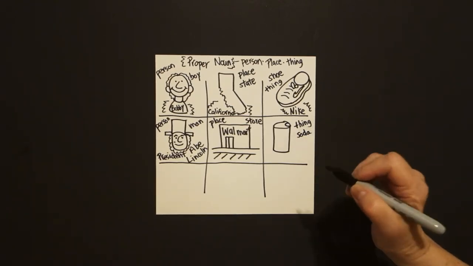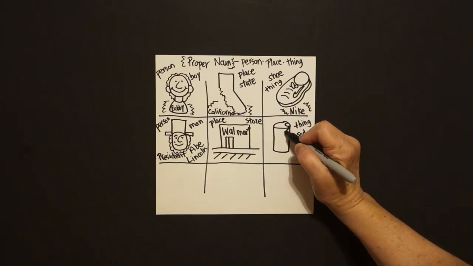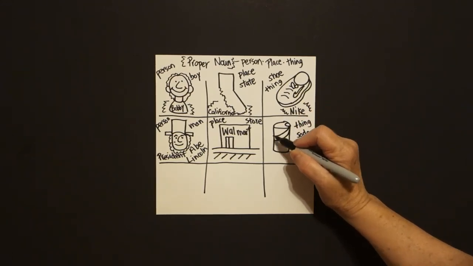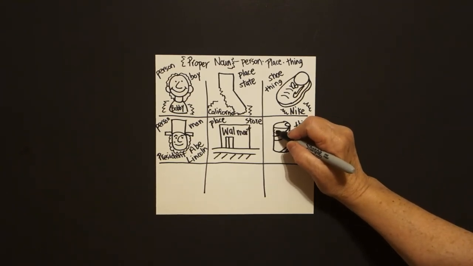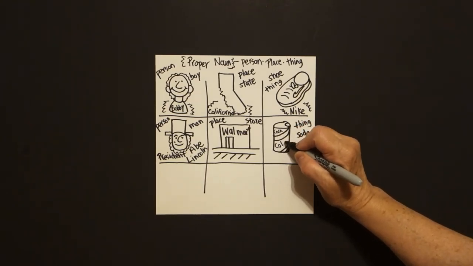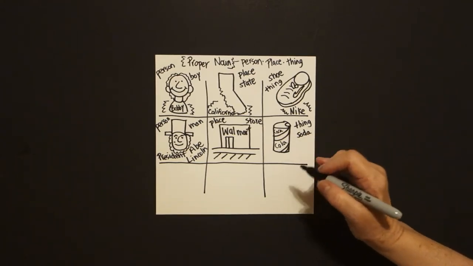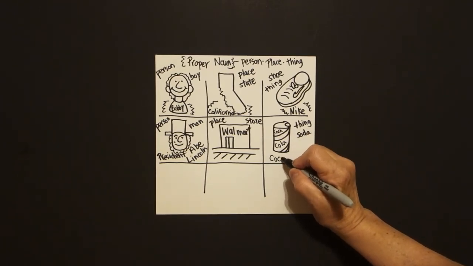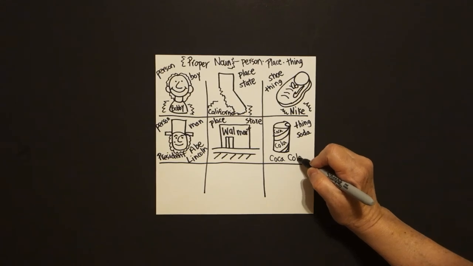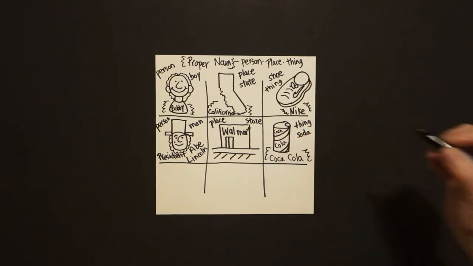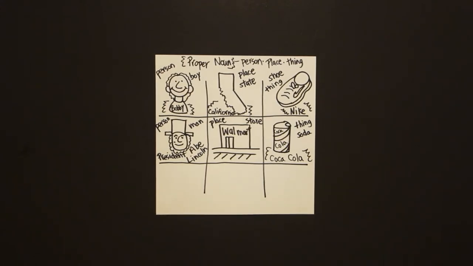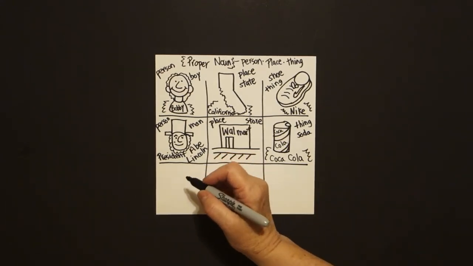Okay. Now, as soon as I identify it, I'm going to put some little curved lines. This is a Coca-Cola soda. Now, all of a sudden, Coca-Cola is my proper noun, there's my lines, for my soda. Okay? Come down over here to this space.